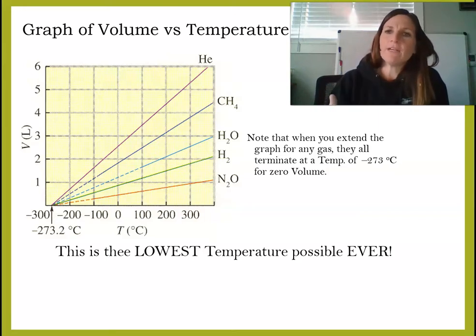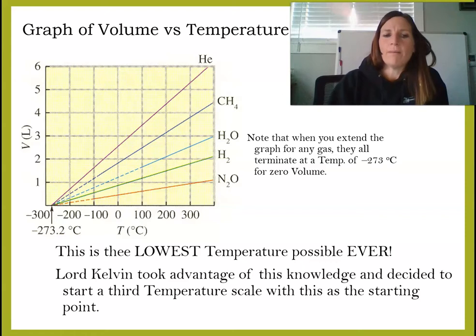So just about every gas that we can graph like this will extend its line to zero volume at negative 273 degrees Celsius. And so a man, Lord Kelvin, like lords and ladies, took advantage of this and he started a third temperature scale. He took this negative 273 Celsius and he called that zero. We call it absolute zero, the lowest temperature possible.